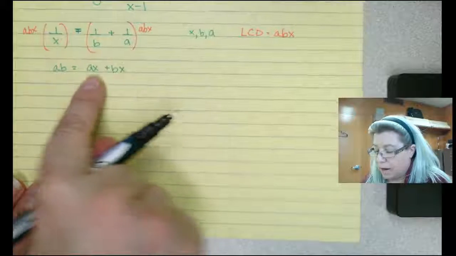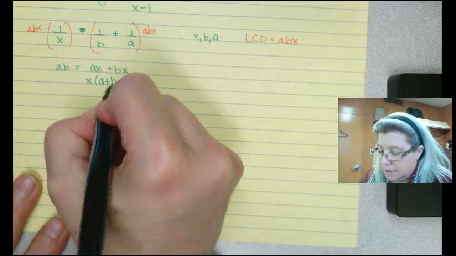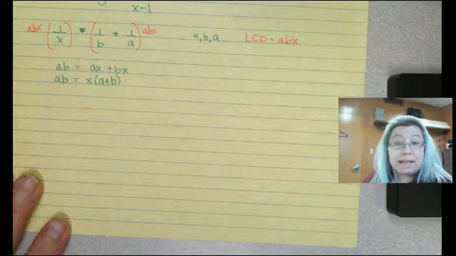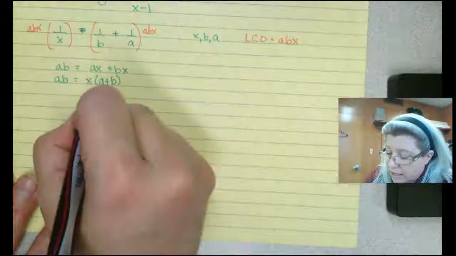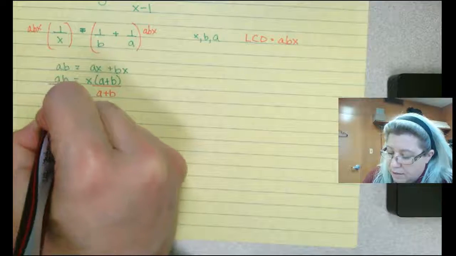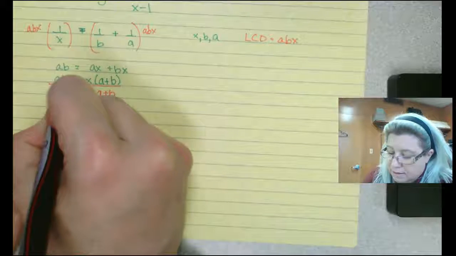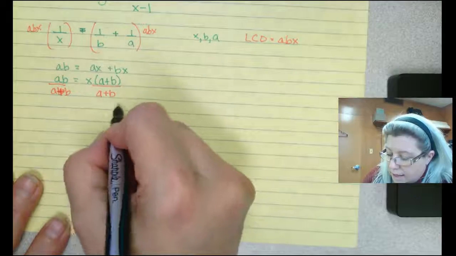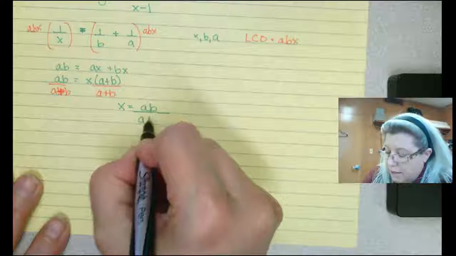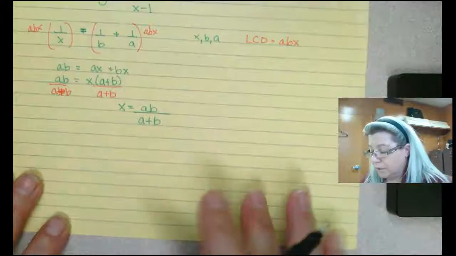Let's factor the right-hand side. X times a plus b will equal ab. Now, since we're solving for x, I want to get x all by itself, so let's divide by a plus b. X equals ab all over a plus b. Not quite just flipping it over, right?